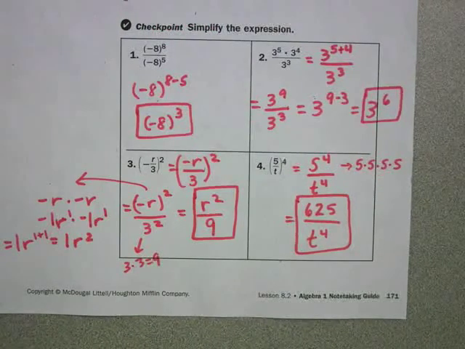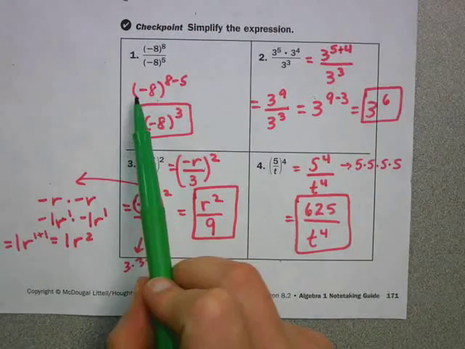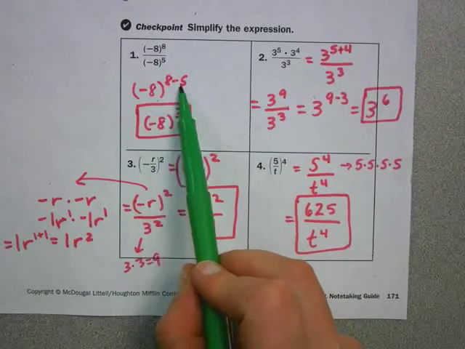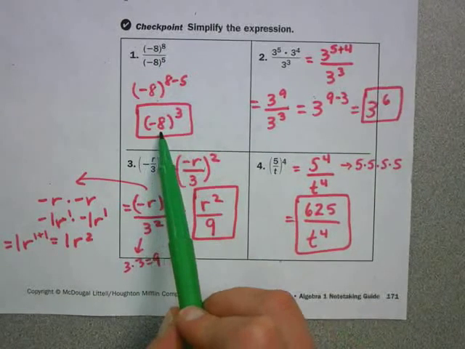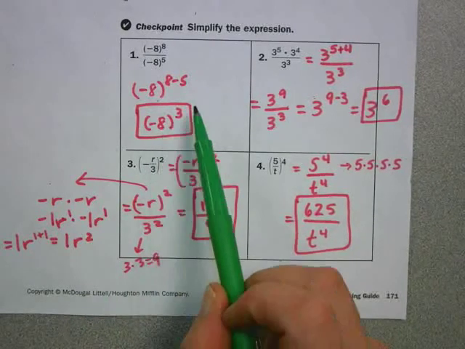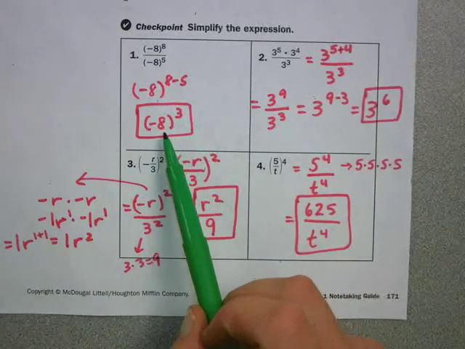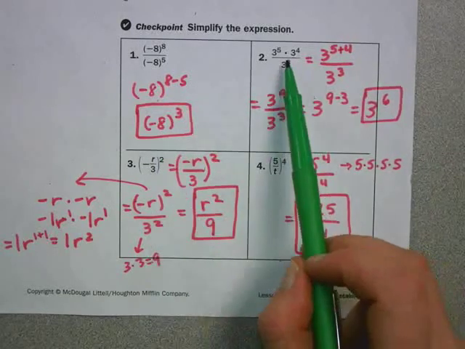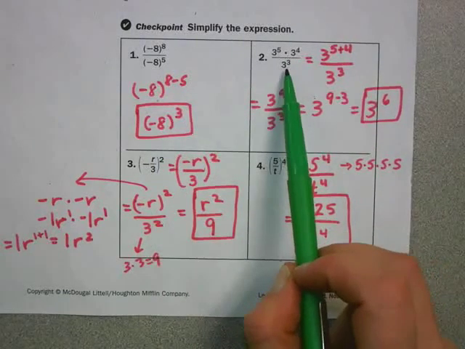So this one, you kept your parentheses around your negative. It's a division with the same base, so we subtract the exponents, and it becomes -8 in parentheses to the third power. We don't need to find the final answer because this wasn't a problem that had numbers and variables in it. The next one, we have a numerator and denominator problem, and the numerator is not simplified.